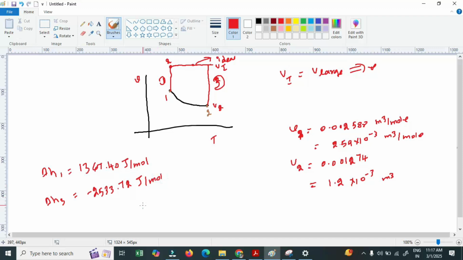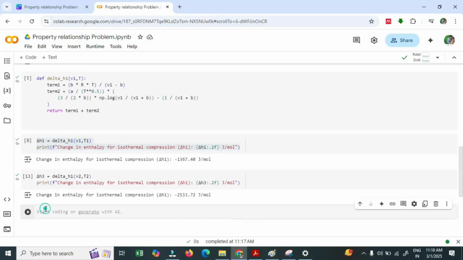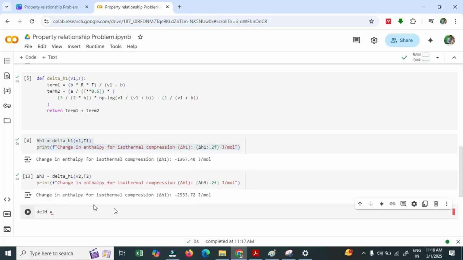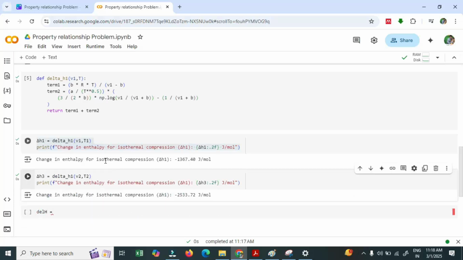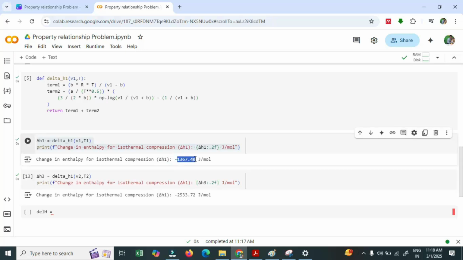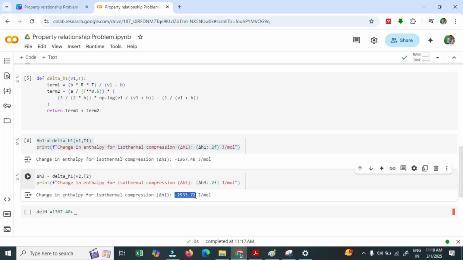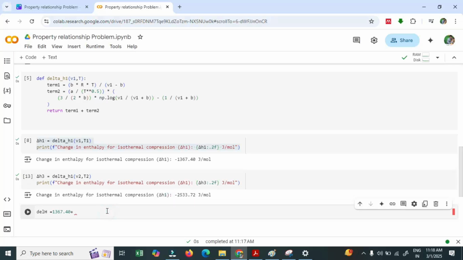Let me first write del H equal to, I need to have this value. Let me take one by one. This value, plus this value. Another thing I need to find is del H2. Let me do that here.